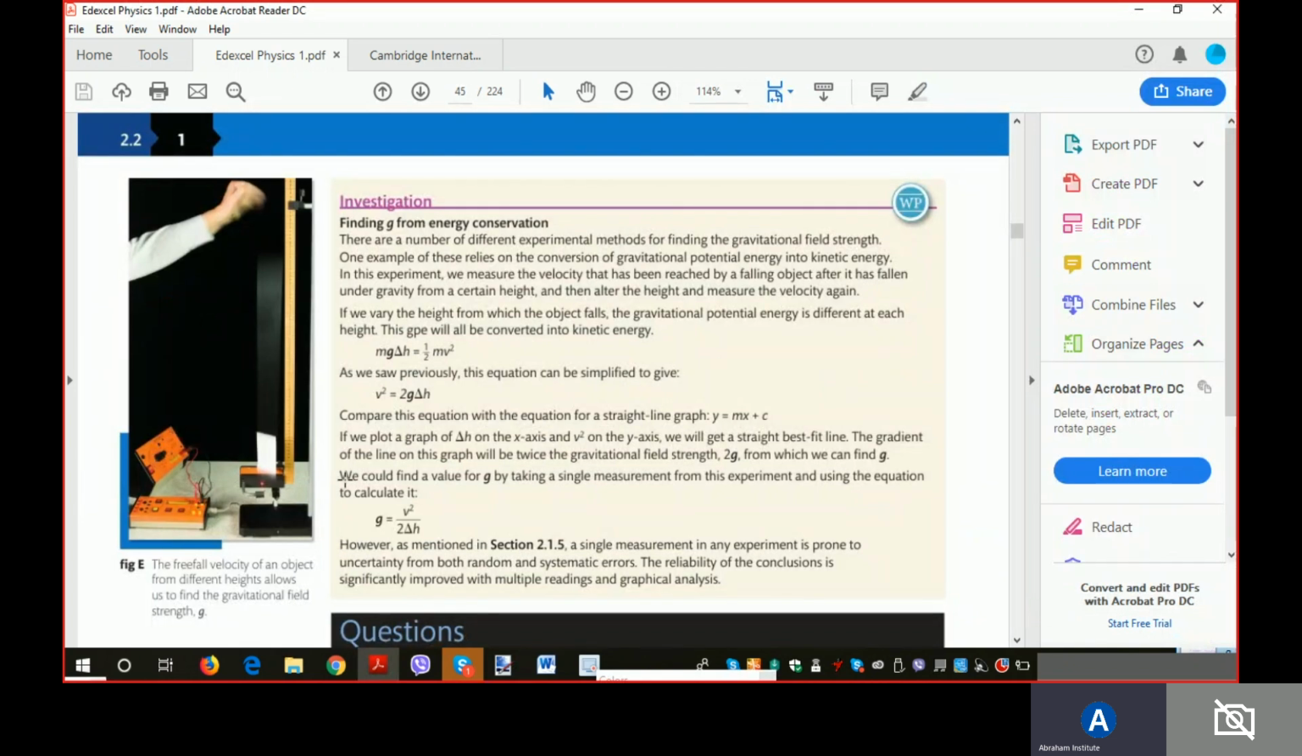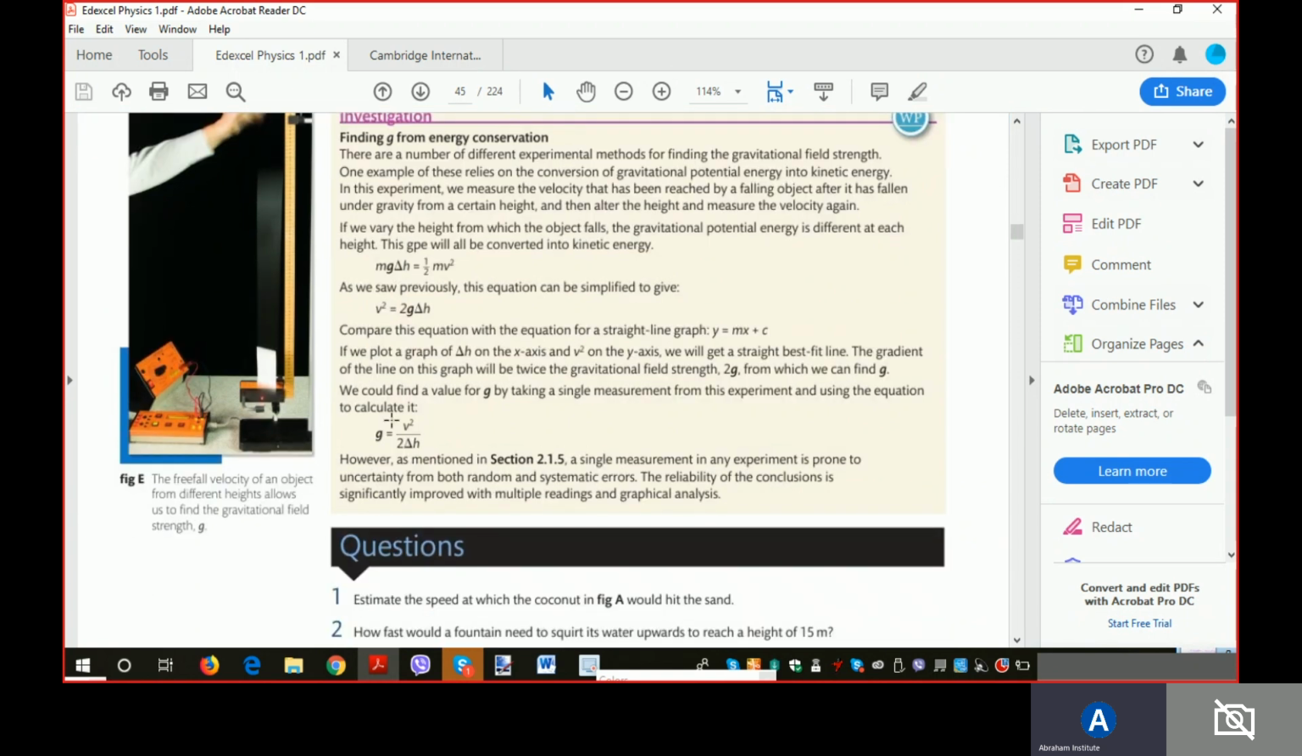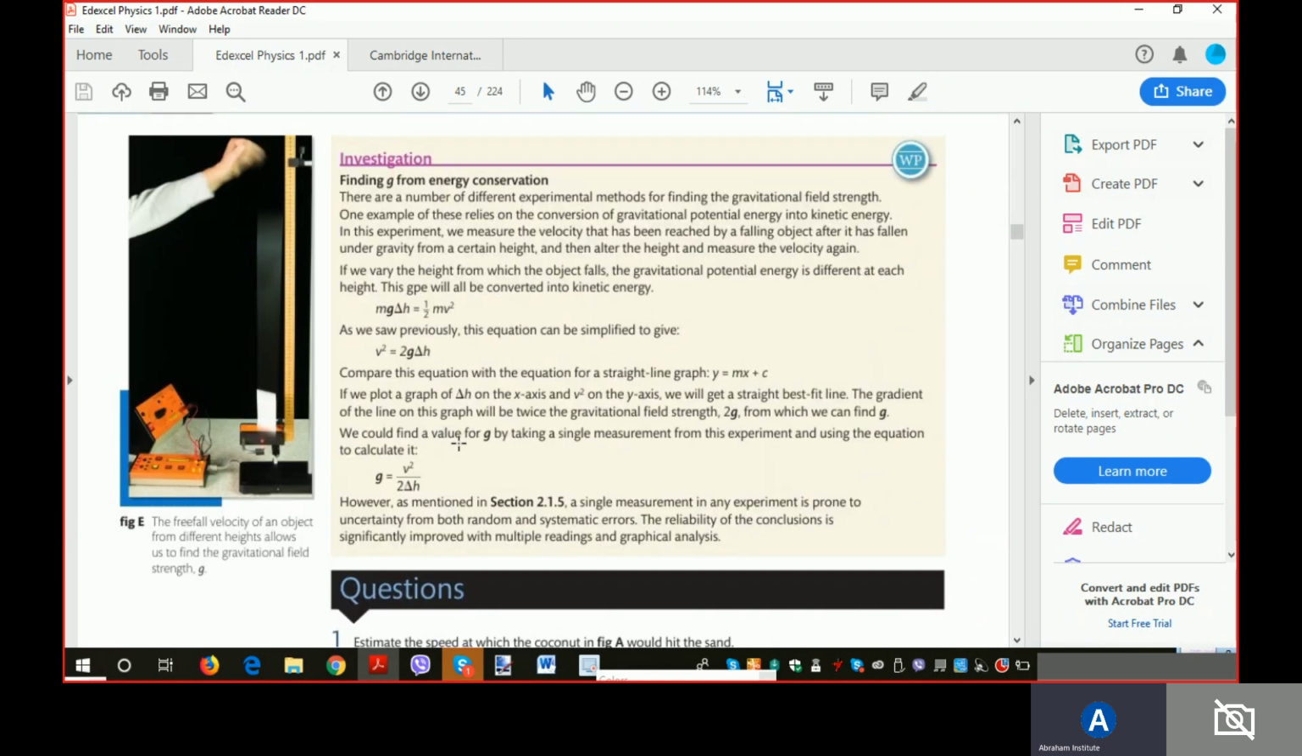Okay, so you asked me about paper 3, unit 3. So here is an experiment. All right. So this is to investigate g from energy conservation. Again you can see here what happens is, all the potential energy converts to kinetic energy. So they set this equal and make v squared the subject of the equation, you get this, and then make g the subject of the equation, and using this you can find the gravitational field strength.